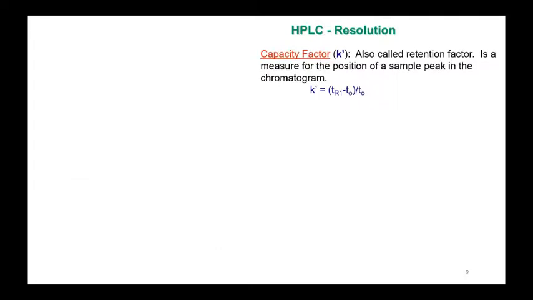Now we need to know another important terminology. We call it the capacity factor. The capacity factor is also called retention factor. It is a measure for the position of a sample peak in the chromatogram. Now this is a relative value. You can see from this particular expression, the capacity factor K prime is equal to TR1 minus T0 by T0.